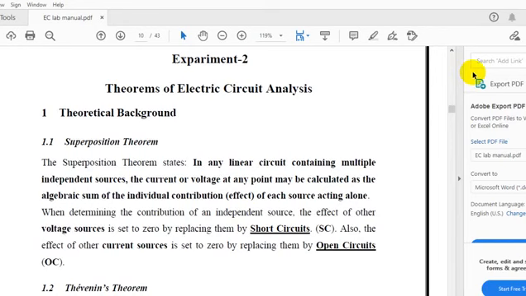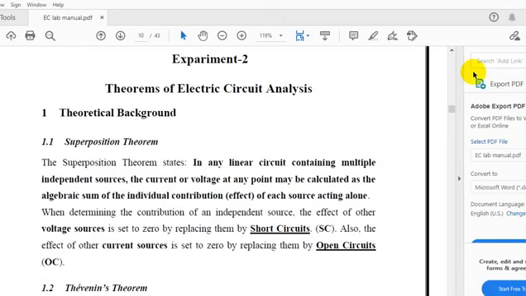Guys, today we are going to start with experiment 2, theorems of electrical circuit analysis. Basically, in electrical circuit theory you might have studied the electrical theorems: superposition, Thevenin, Norton's, maximum power transfer. The names I am calling are the usually used theorems.